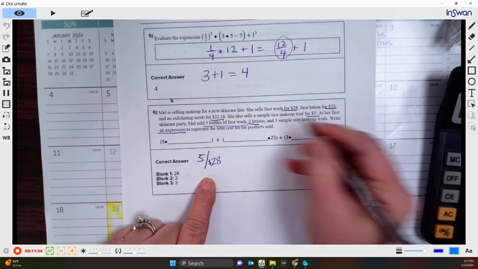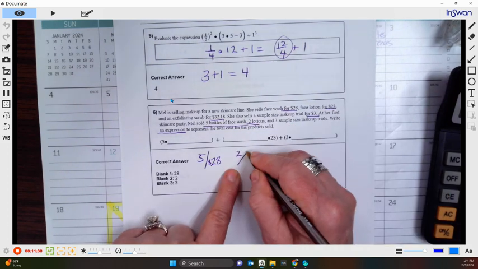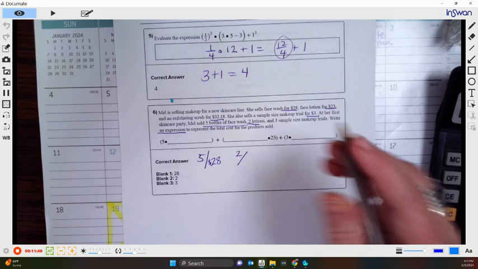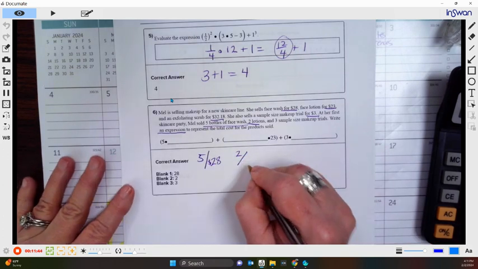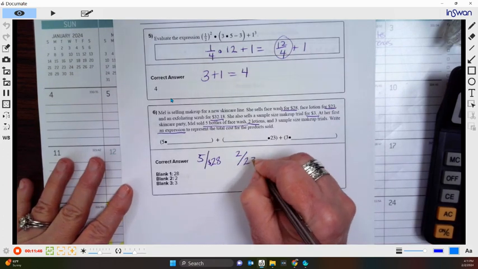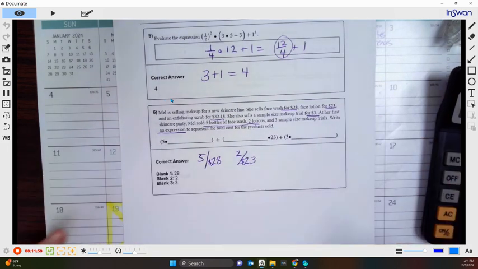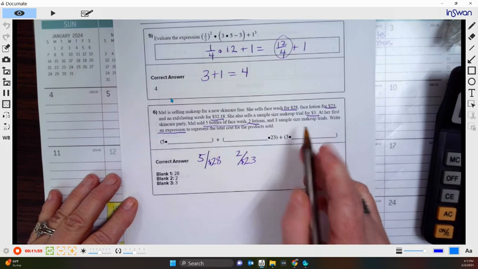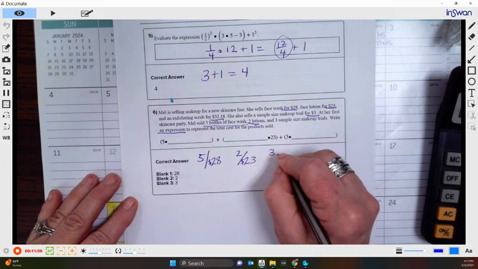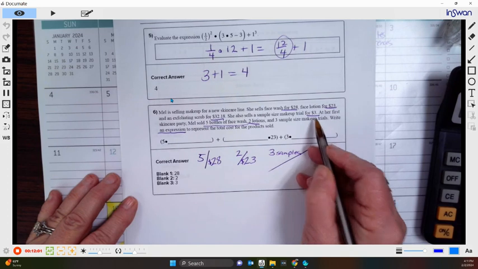She had 2 lotions, which the lotions is 23. So that would be the quantity of 2 times, this is not division. I shouldn't write it like this. But she had 2 at $23. And I'm just putting the dollar sign here so you know it's money, but in our equation, we don't. And then she had 3 sample size makeup. So she had 3 samples, and those were $3 each.